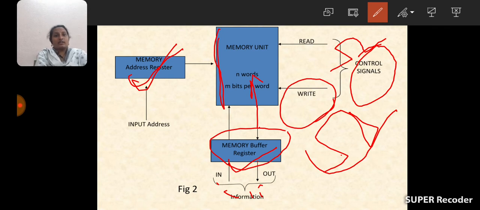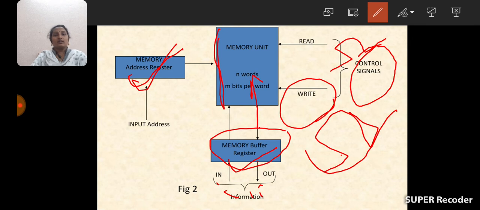Okay. So once again check what are the main blocks of the memory. See the diagram once. Address register is there, buffer register is there, memory unit is there. What is the need of address register? It is used to enter the address of that particular location of the memory. What is the need of buffer register? To provide the smooth accessing of the data into the memory, buffer register is used.